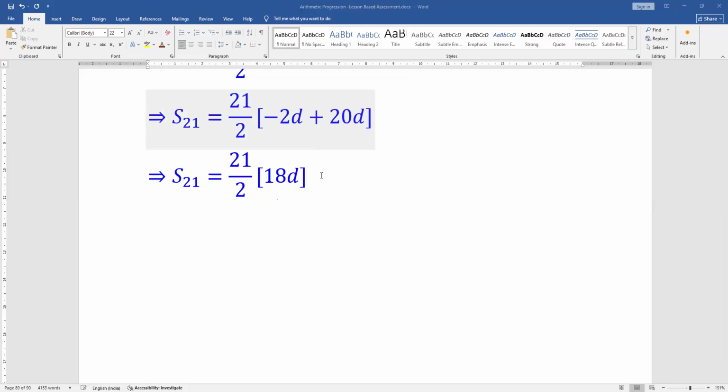Now we can cancel this 2 and 18, correct? 2 ones are 2, nines are 9. So I write S21 equals to 21 into 9, which is 189. So I get 189D. So that is S21, correct?